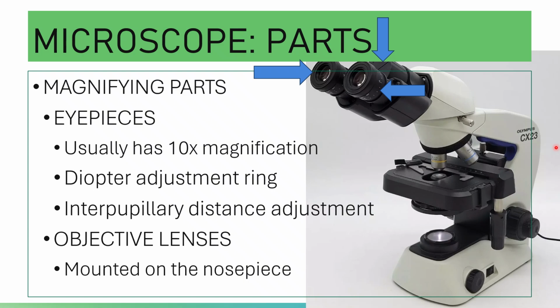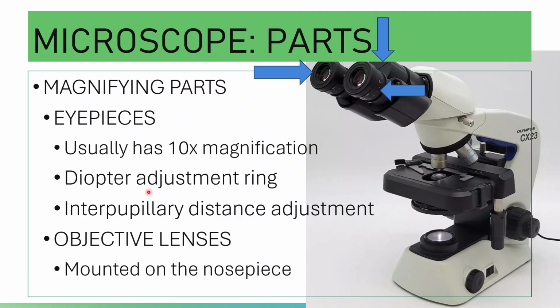And then, of course, you have your objective lenses. Your objective lenses are the primary magnifying lenses, mounted on the nosepiece. Please note, objective lenses, meaning there are many of them. Usually 3 to 4 objective lenses are attached or mounted on the nosepiece.